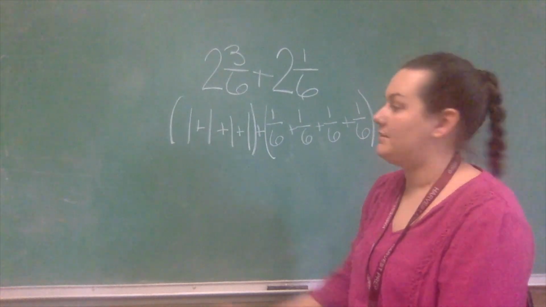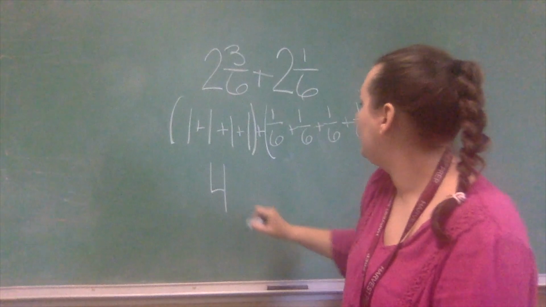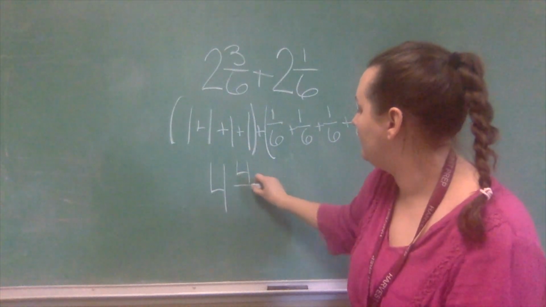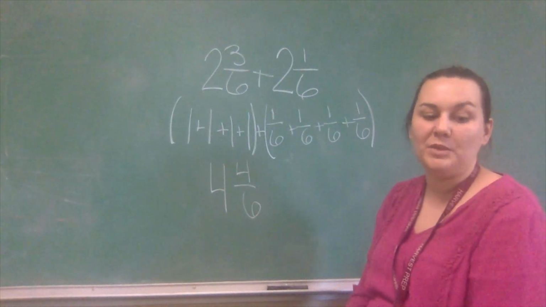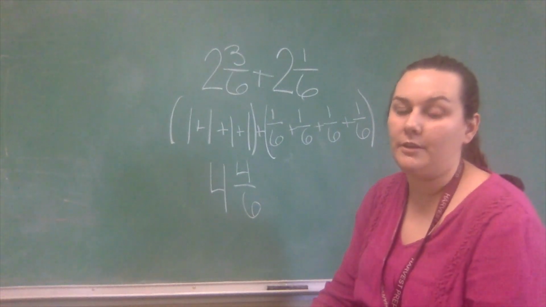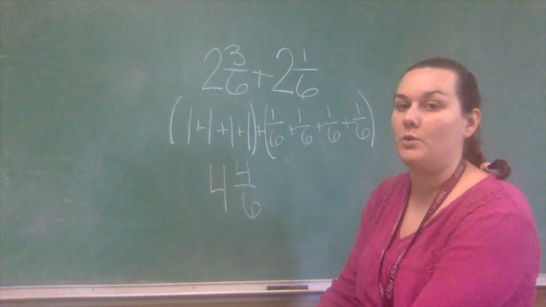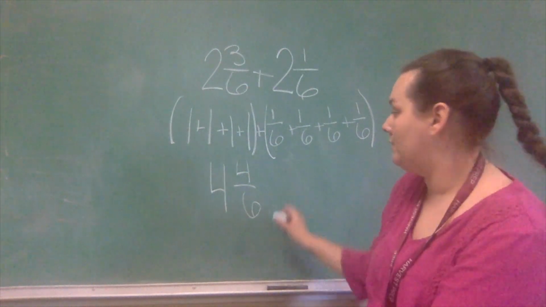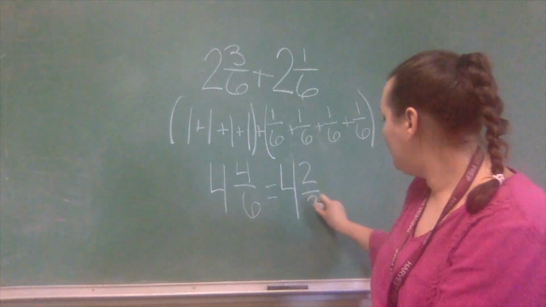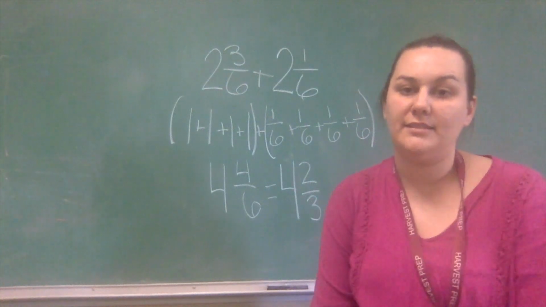And now I can add. So I have 1 plus 1 plus 1 plus 1 to give me 4. And I have 1, 2, 3, 4 sixths. But I want to put this into simplest form, so I can find the greatest common factor of 4 and 6. When I do that, I will find that it is 2. So 4 divided by 2 and 6 divided by 2. I will get 4 and 2/3. So that is how you do your guided practice.